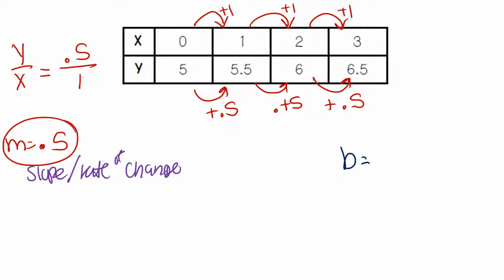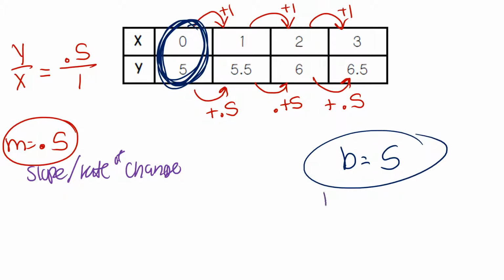Now, the b value is when x starts at 0. Here, we're starting at 0, 0, and 5. So my b value is 5. The initial value, which is also called the y-intercept.